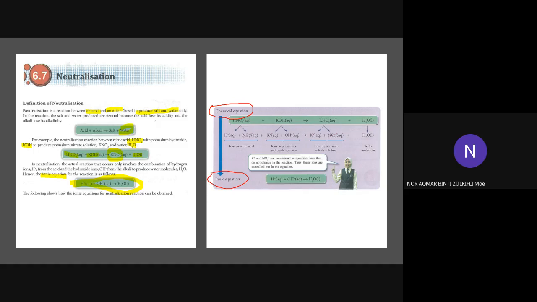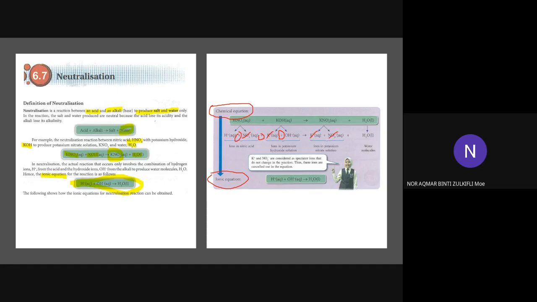So how do we obtain the ionic equation? Since HNO3, we divide it into two parts: H plus and NO3 minus. Then potassium hydroxide: K plus and OH minus. If you see here, why do we cancel out NO3 minus, K plus, K plus, NO3 minus here?